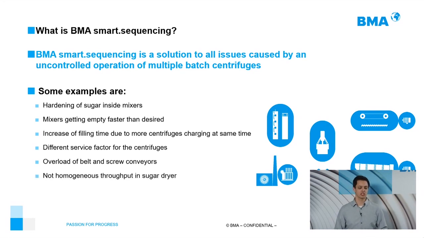Also, the non-homogeneous throughput in the sugar dryer. This is another example. Yeah, if we have a lot of sugar going at the same time to the dryer, it cannot dry it at good quality, and this is definitely making the sugar quality worse. And this is also a lot of money lost.